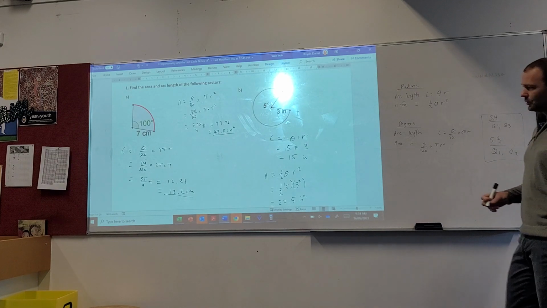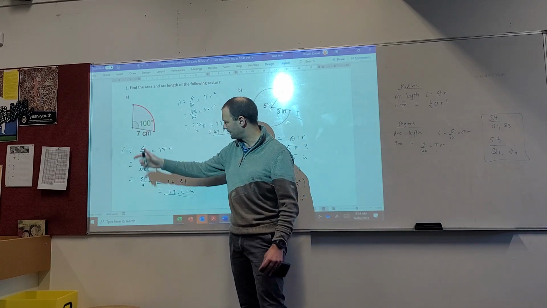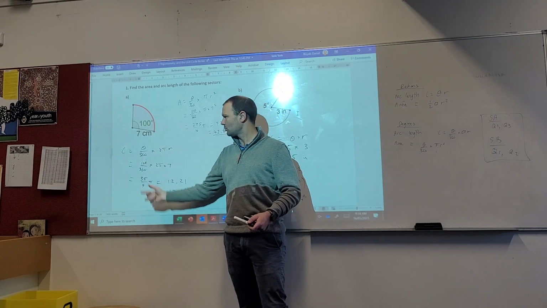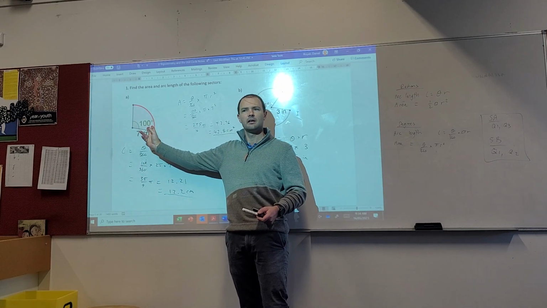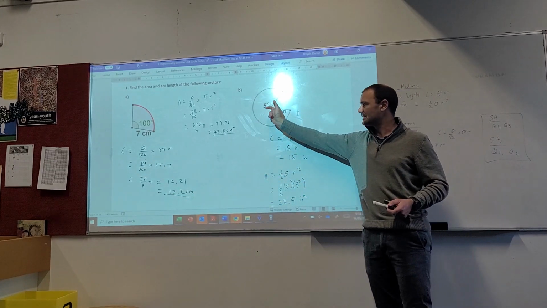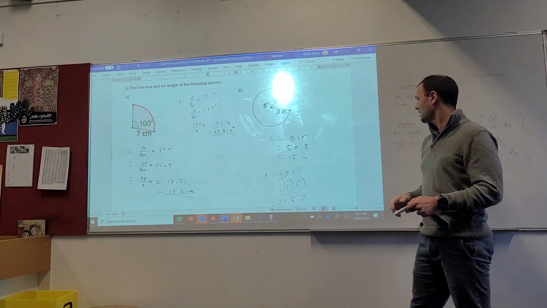Okay, so look, all we're doing here is taking the shapes and putting the numbers into the formula. I think maybe the trickiest part is going to be whether I use degrees or radians. Look, if it gives you degrees, use degrees. If it gives you a C, that means it's in radians. If it's in terms of pi, it's in radians.